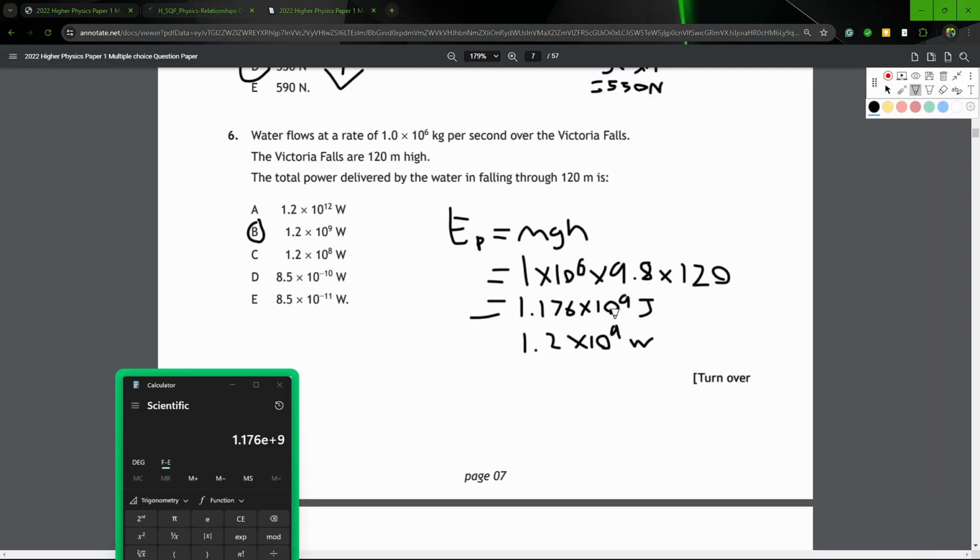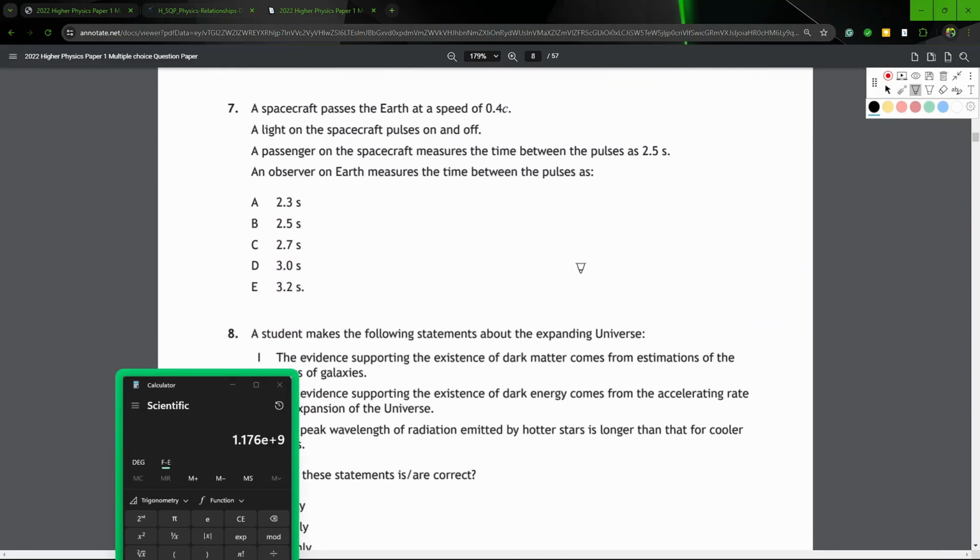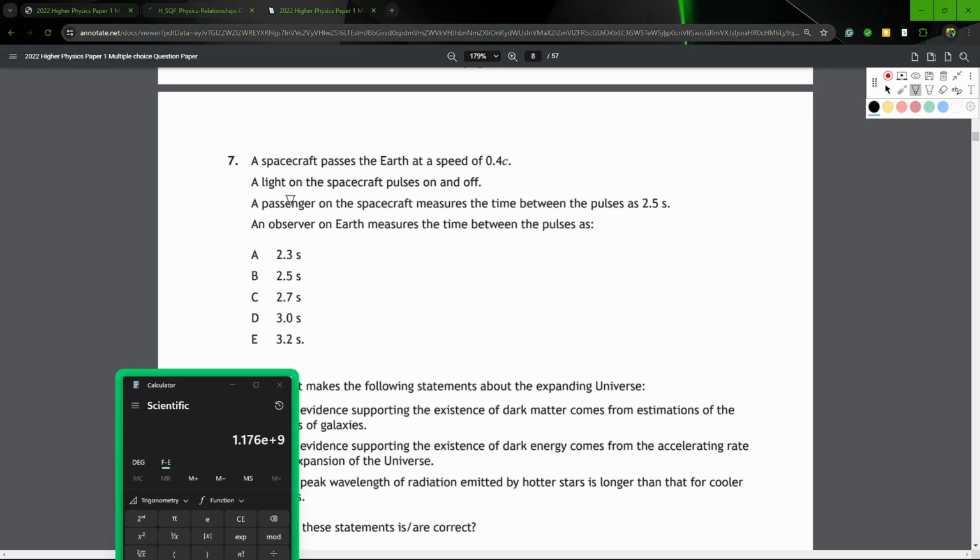Right, that'll do. And we're going to move on to 7. A spacecraft passes the Earth at a speed of 0.4 c. c is the speed of light, so 0.4 times 3 times 10 to the 8 meters per second. A light in the spacecraft pulses on and off. A passenger on the spacecraft measures the time between the pulses as 2.5 seconds. An observer on Earth measures the time between the pulses as what?